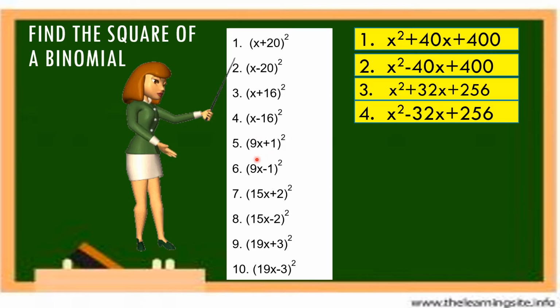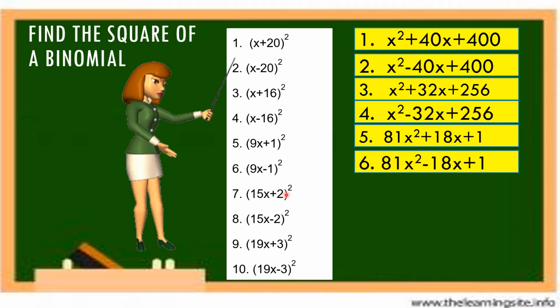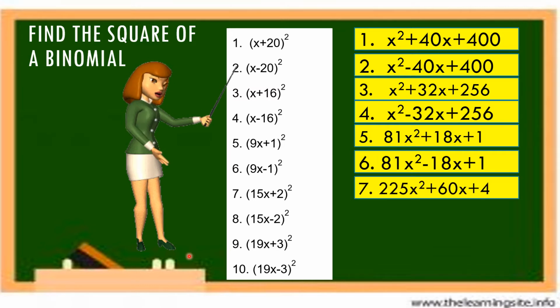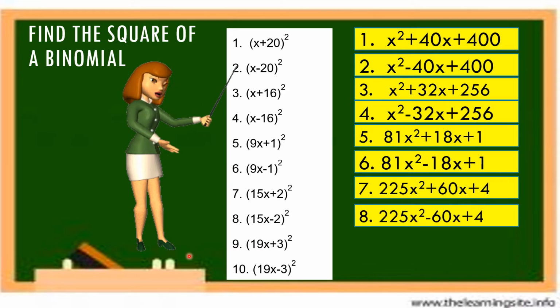How about number 5? 9x plus 1 quantity squared, that is 81x squared plus 18x plus 1. So, almost the same for problem number 6. It only differs in the sign of the middle term, that is 81x squared minus 18x plus 1. For problem number 7, what is the answer? 225x squared plus 60x plus 4. How about number 8? 225x squared minus 60x plus 4.